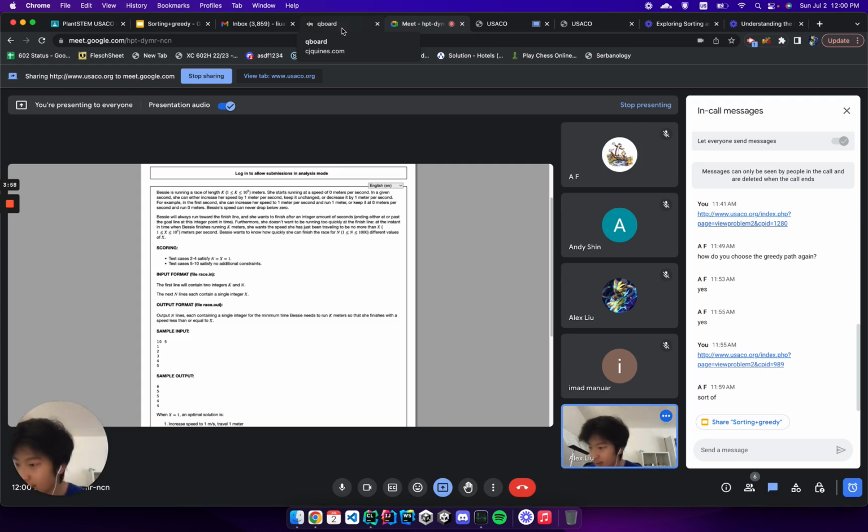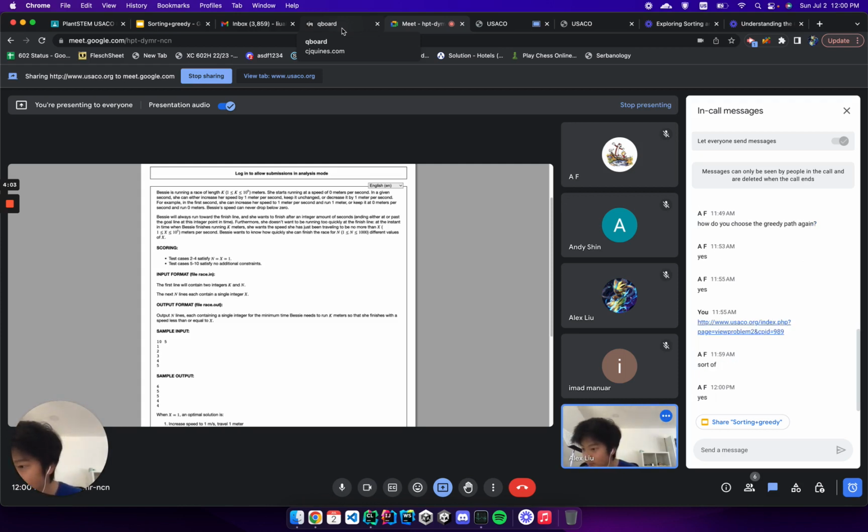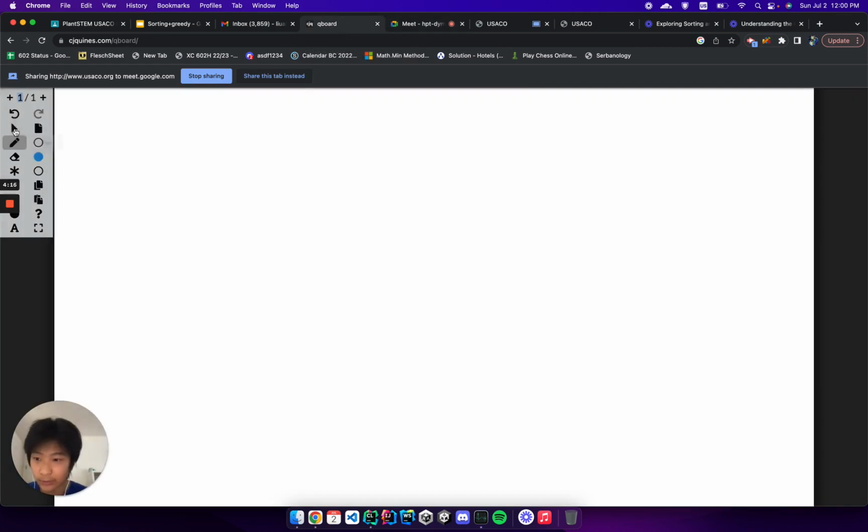Does that make sense? Like the problem statement? Yeah, okay. So the way we do this, intuitively, the fastest way: if you want to finish the race as fast as possible, because she wants to finish it while staying under the limit at the end.